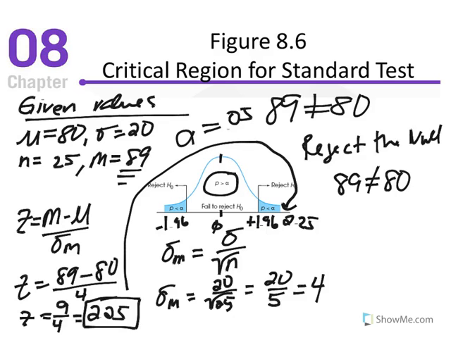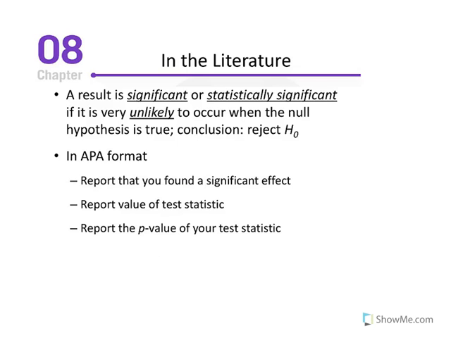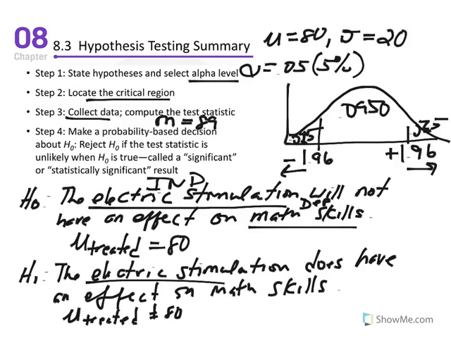So the last step of our hypothesis test simply states that we have to make a decision. So let's go back to how that fourth step is demonstrated and what we need to do to draw proper conclusions. Here it says step 4, make a probability-based decision about the null. We reject the null if the test statistic, our z-score, is unlikely when the null is true. And this is referred to as statistically significant. So given that diagram, we've concluded that we get to reject the null hypothesis.